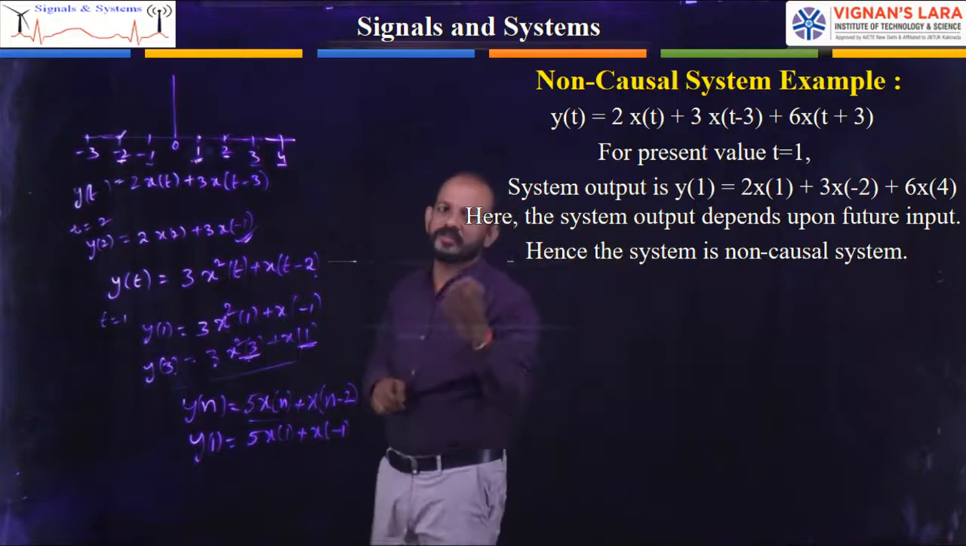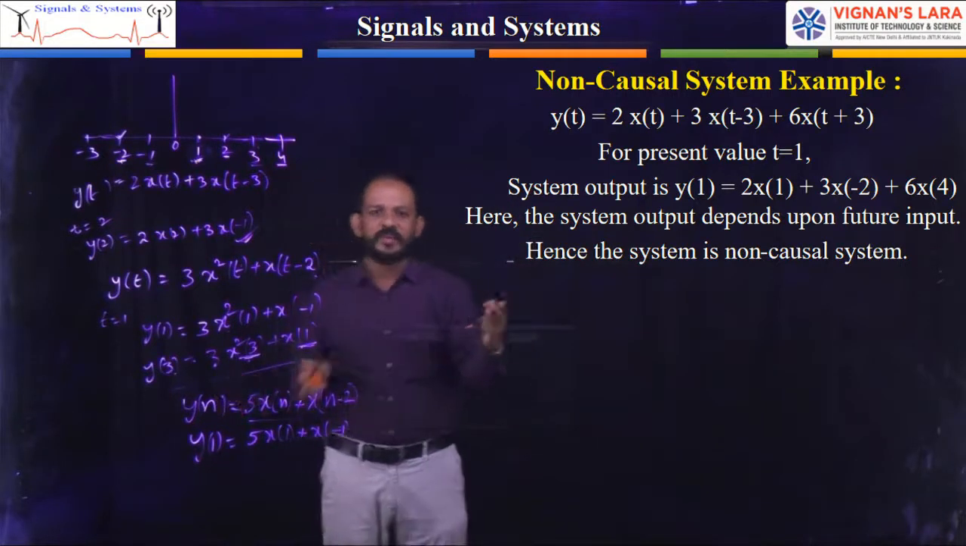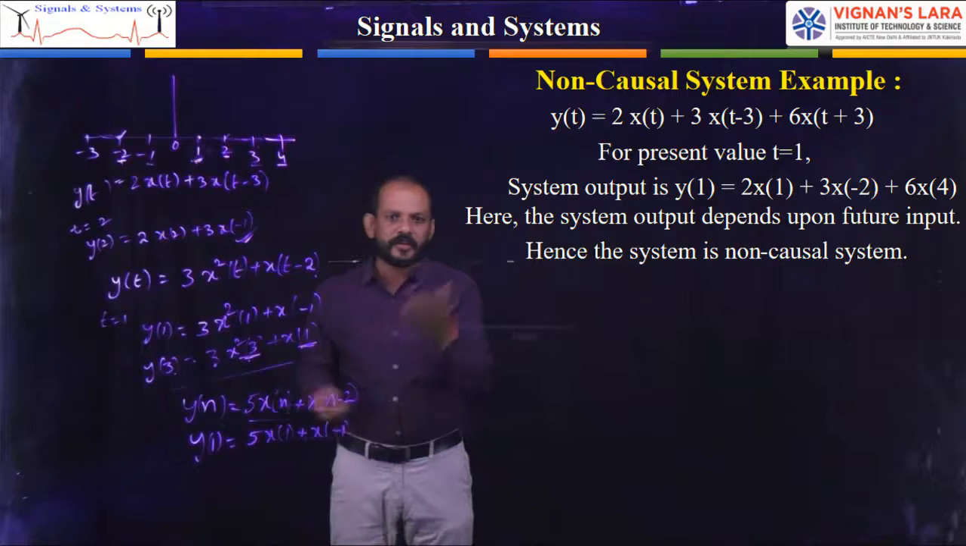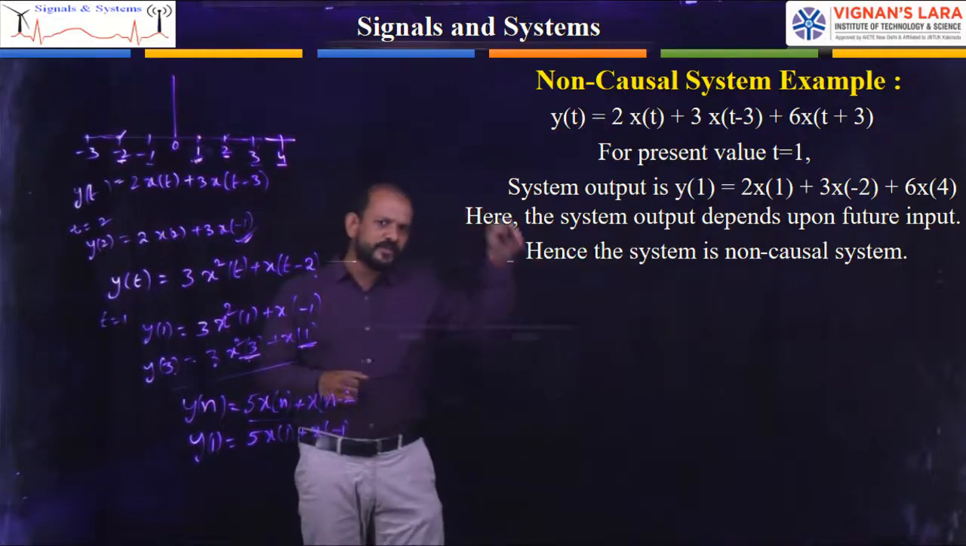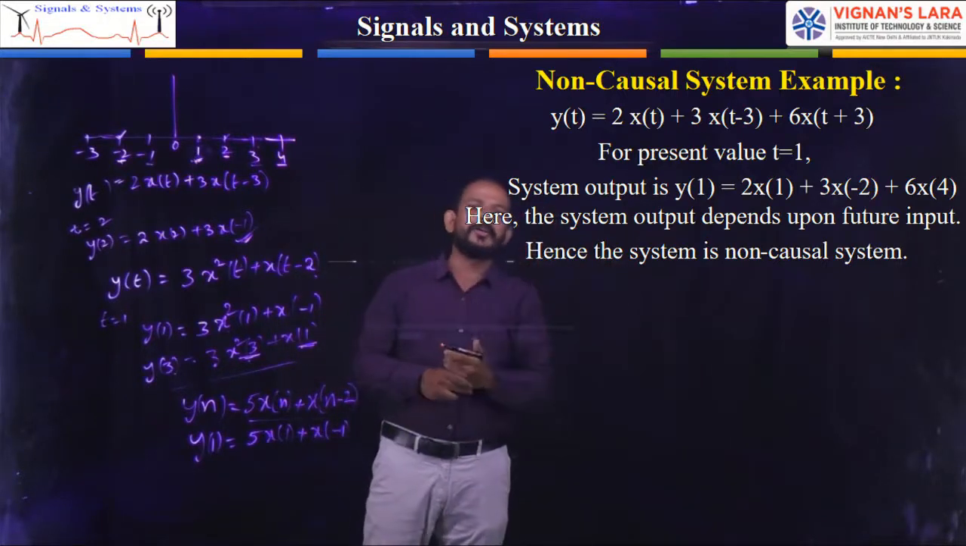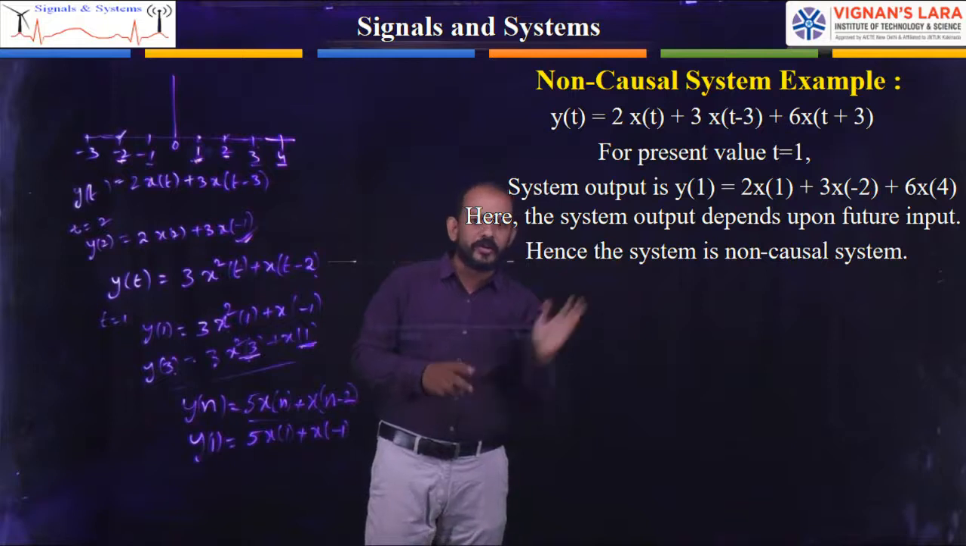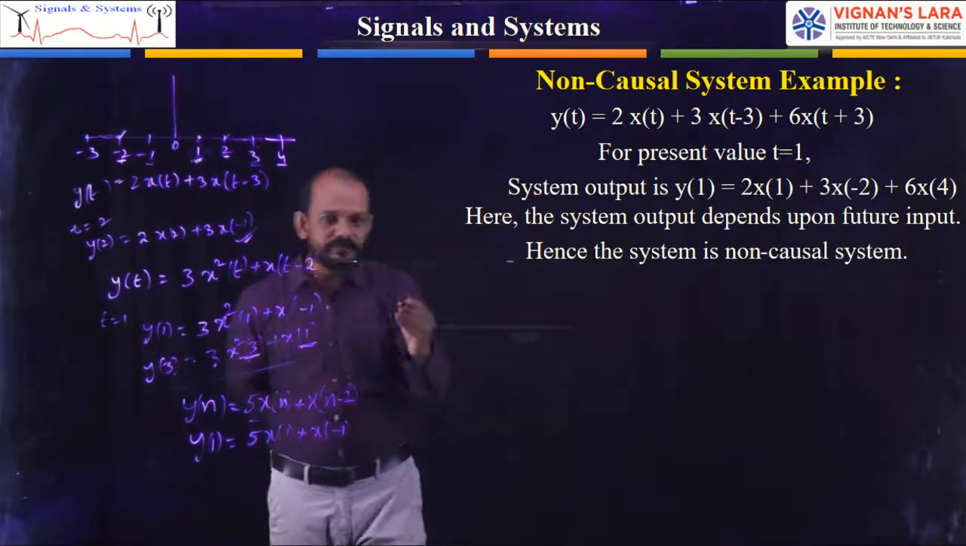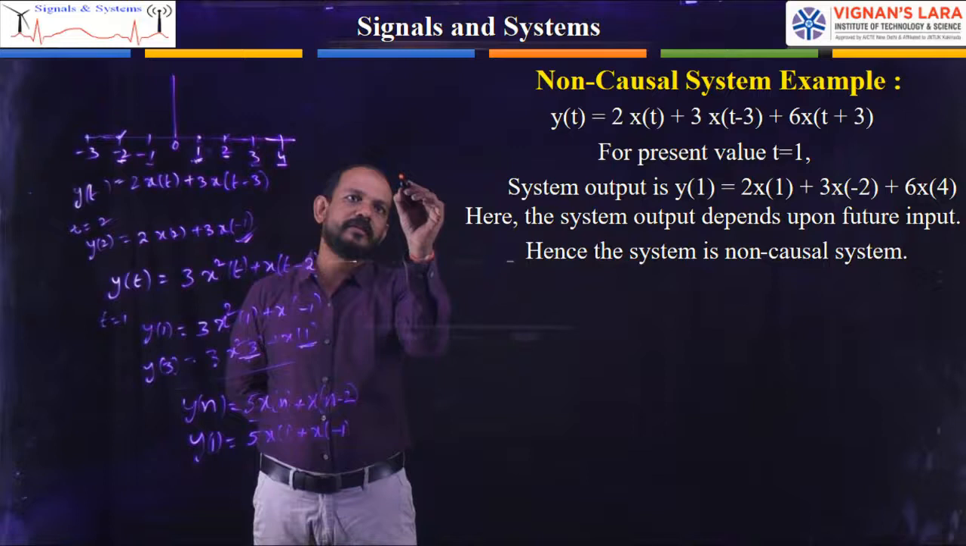also, because it depends on past and future values. If it depends on past and future values, it is dynamic. Here it depends on future values. If it depends on future values, it is non-causal. Okay, now see the equation that was given.